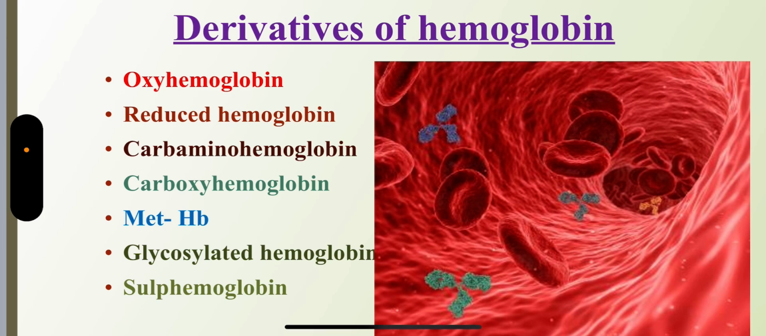Carboxyhemoglobin: binding of carbon monoxide at the 6th covalent bond forms a cherry red colored compound, carboxyhemoglobin. Methemoglobin: whenever the blood is exposed to oxidizing agents, the ferrous form is converted to the ferric form and there is formation of methemoglobin, which is dark brown in color.